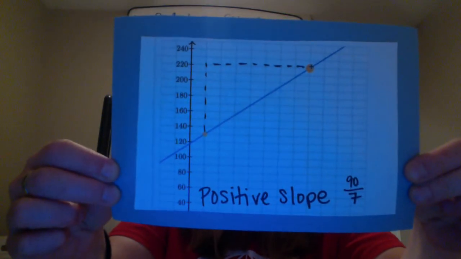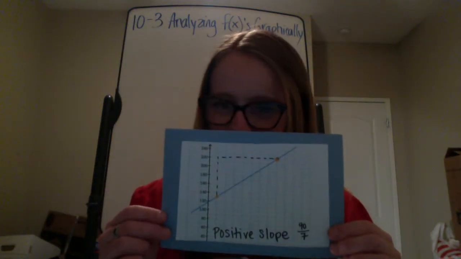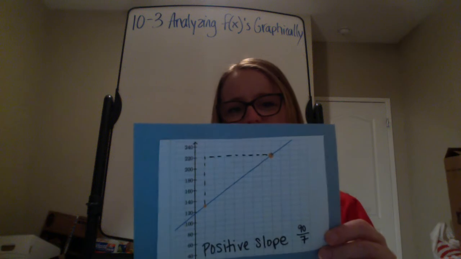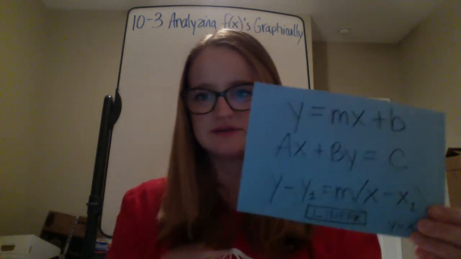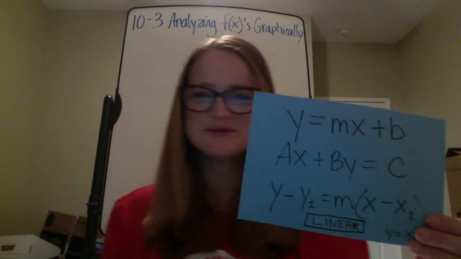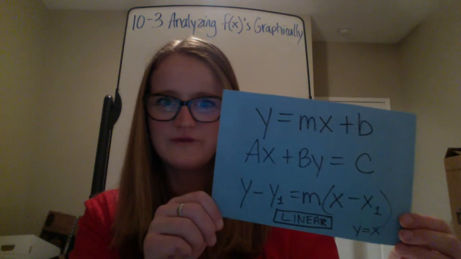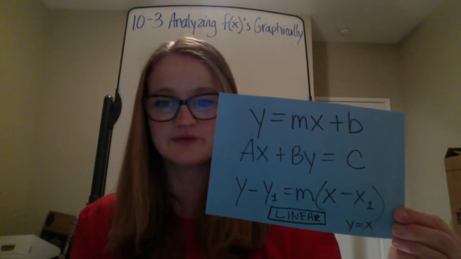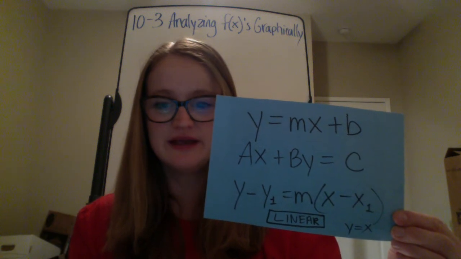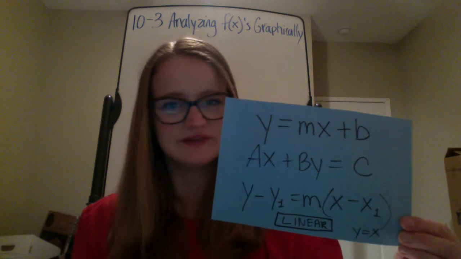All right, first up. Yes, this is linear, has a positive slope. And for linear graphs, we learned several different formulas. The most common one is at the top, y equals mx plus b. Hopefully that looks familiar. That's slope-intercept form. But we also did standard form and point-slope form too. And then y equals x would be the most simple form of a linear equation.